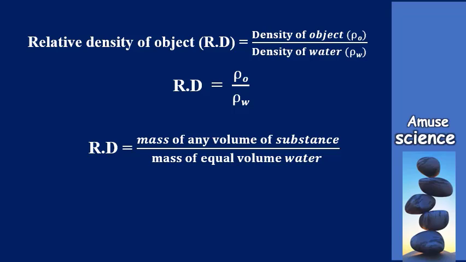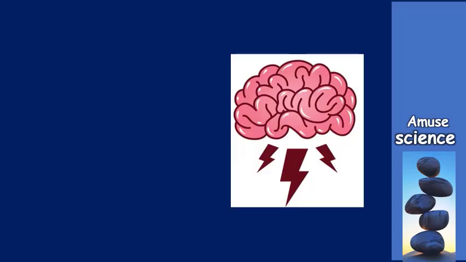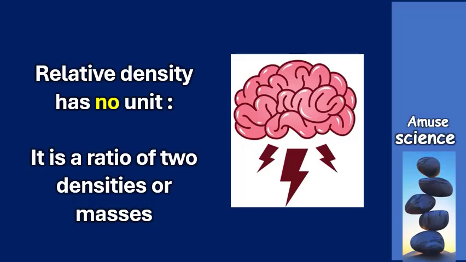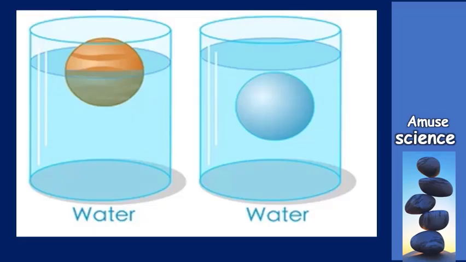Now let me ask a tricky question. What do you think is the unit of relative density? Well, it has no unit because it is a ratio of two densities or a ratio of two masses. So their units cancel themselves out. As already illustrated, if the density of an object is more than that of water, it will sink in the water. But if the density is less than water, it will float in the water.